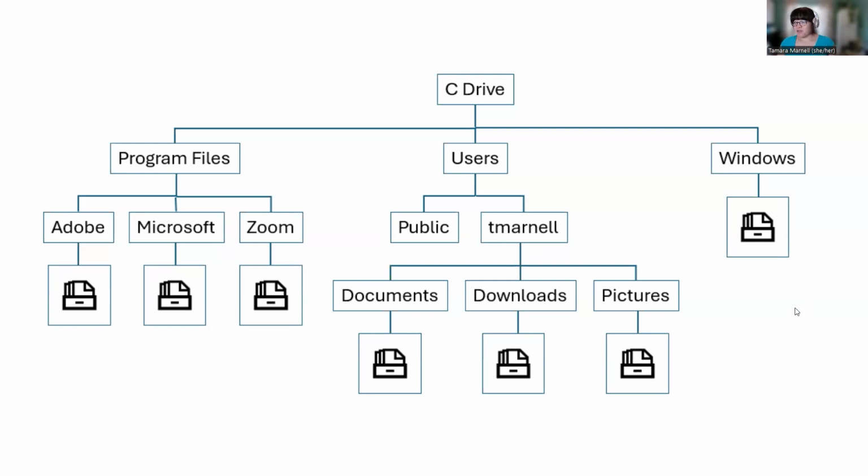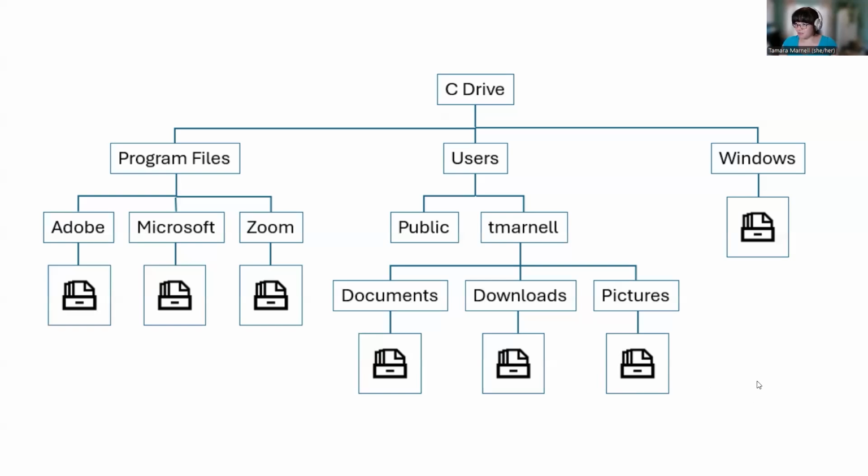So each of these things can only live in one place. If you have a picture, it's within C users, Tamara Marnell pictures, and then there's that file. But if you want it to live in different places, you'd have to create a shortcut. You'd have to make a whole copy of it. And you can see how this is quite limiting with the amount of data that we need to store in modern society.